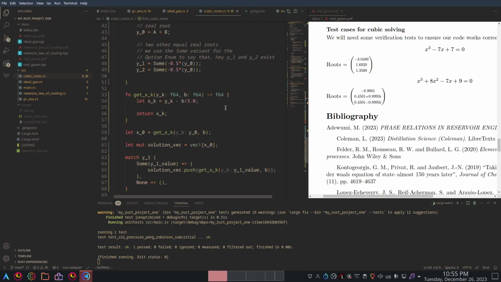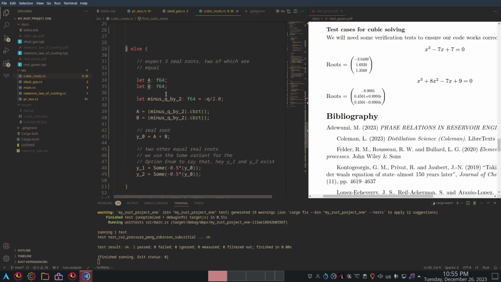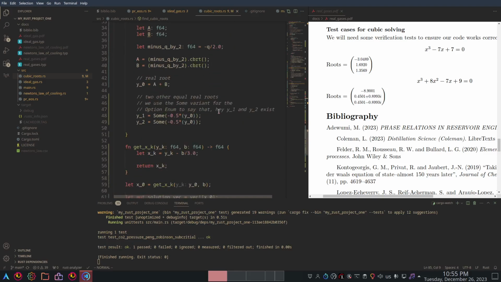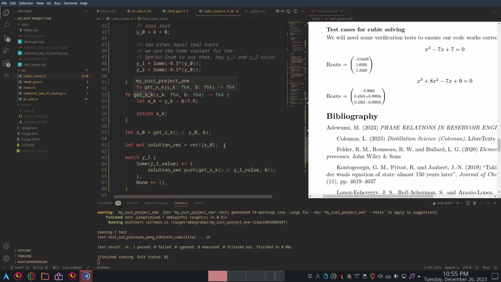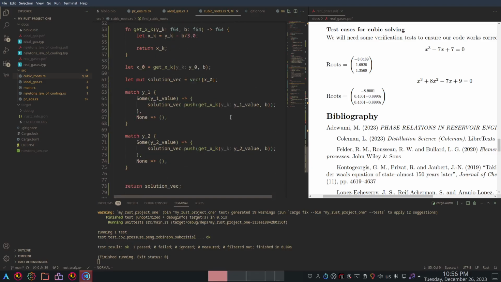and revisit it. Okay, so we got the y1, y2, and y0 for all the cases. Of course some of them are imaginary, some are not. We use the option enum to represent that in the Rust programming language. So once we got the y0, y1, and y2, we get the xk. We'll always have the x0 value, that's the one real root that always exists. So the solution vector is a vector with this one real root.